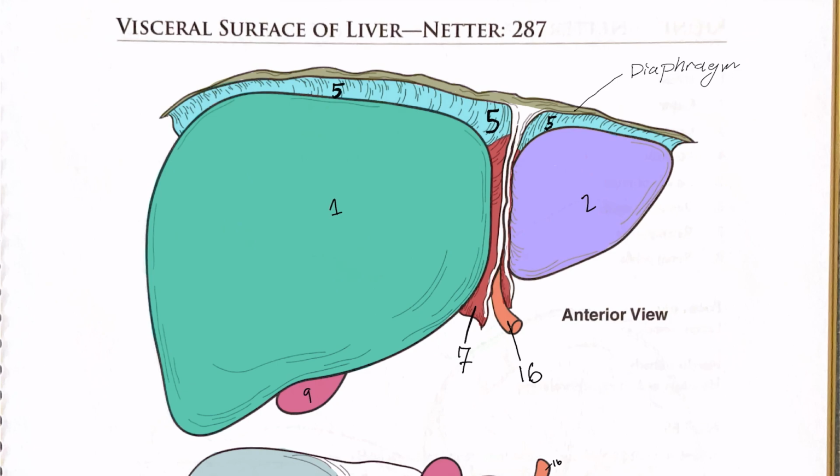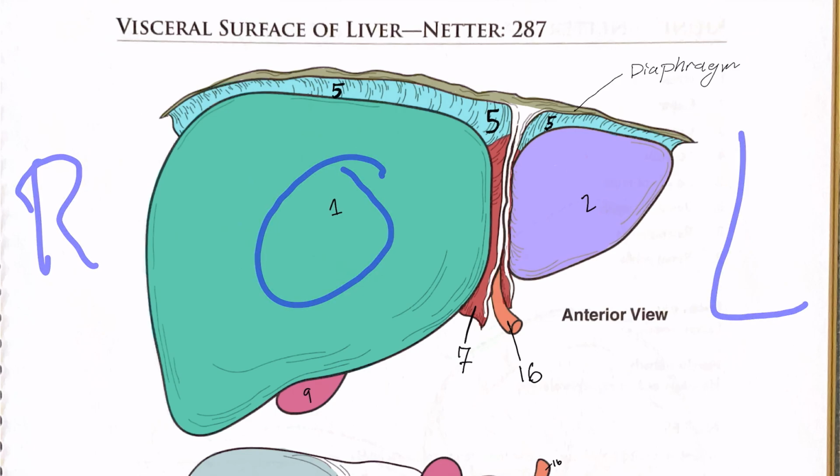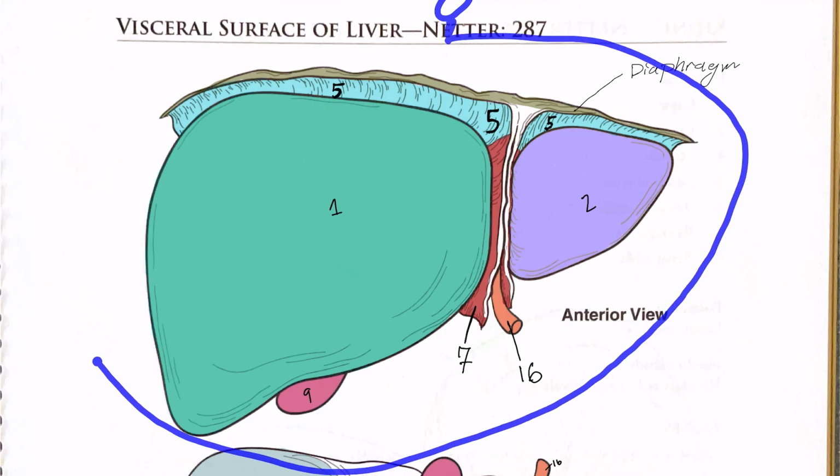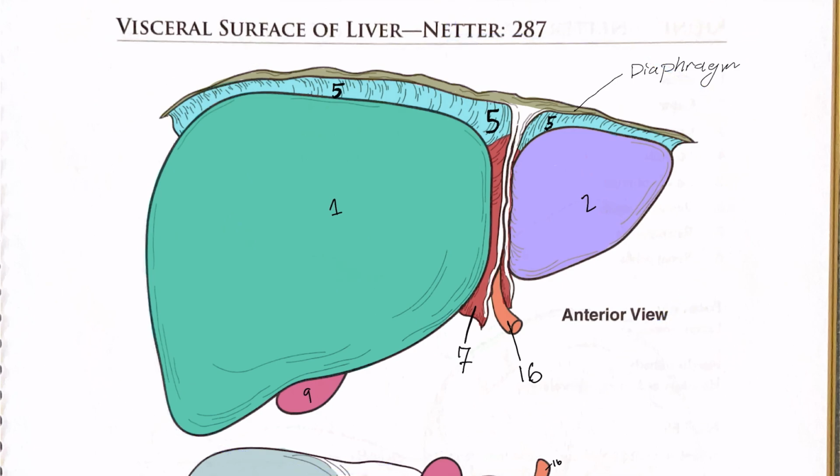So number one, on your right side. This is the right side, this is the left side. We're looking as if you're looking at somebody, if their head was up here, and here's their liver. Okay. Number one being on the right side, that's going to be the right lobe. Hopefully that's simple for you.